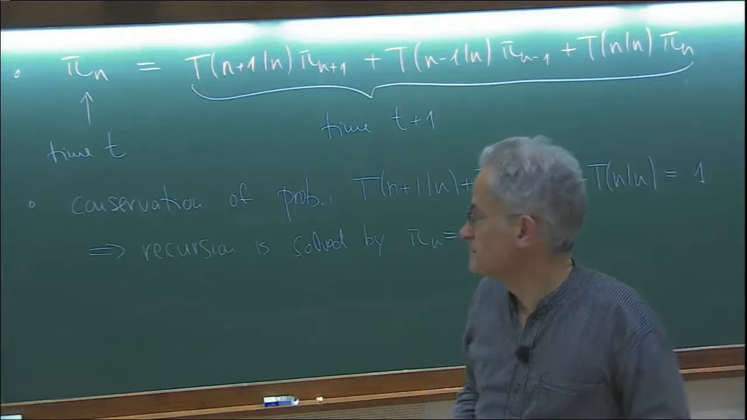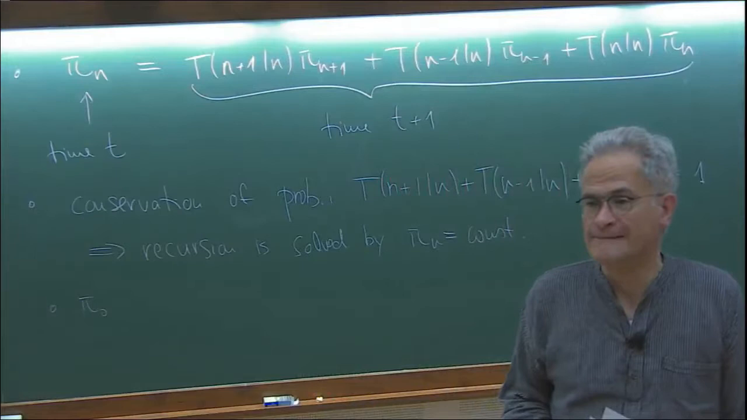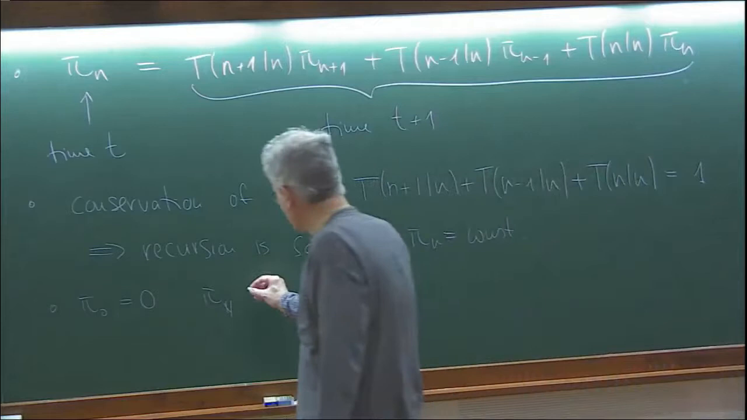So what is pi zero? If I start with zero A individuals, what is then the fixation probability? Zero, right? What if I start with capital NA individuals? It's 1, right? So we have boundary conditions. We have to solve this recursion with boundary conditions.